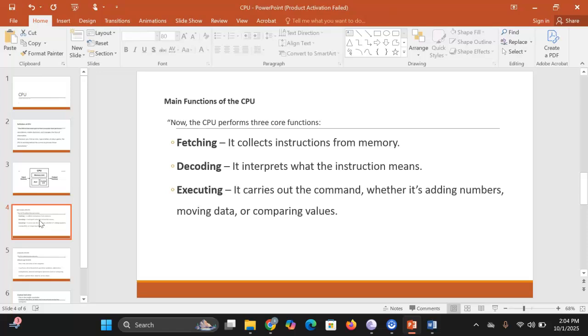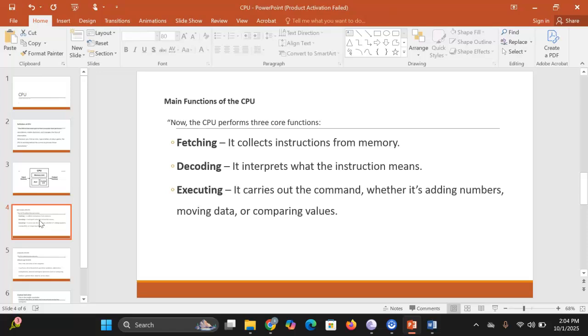Now, there are some functions of the CPU. The CPU usually performs some core functions. The first one is fetching, whereby the CPU collects instructions from memory or RAM, and decoding, where the CPU has to interpret what the instruction means. It cannot work on it if it does not know what that particular instruction means. So it has to decode the instruction in order to know what it should be doing with that instruction.